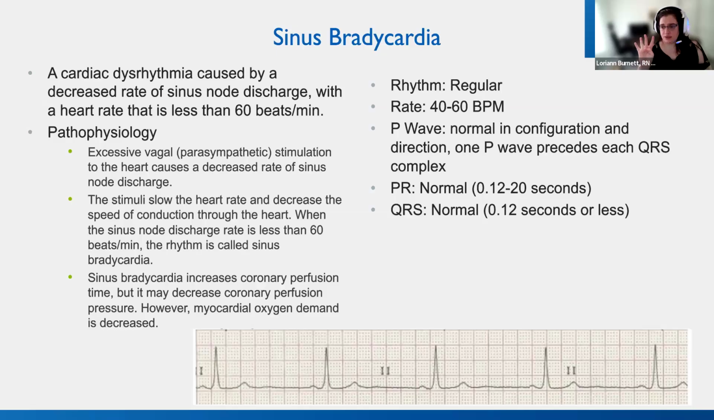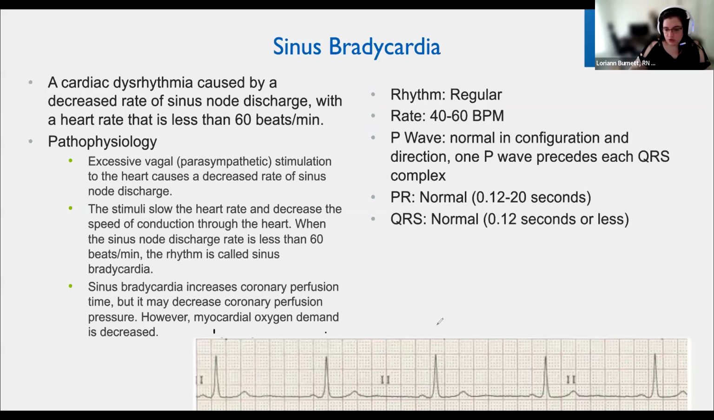Now again, we're going to ask ourselves 4 questions. 1, what is the rate? We know this is a 6-second strip, so I'm going to count 1, 2, 3, 4, 5. 5 times 10 is 50, and that is less than 60. So it is not a normal rate. Therefore, I know it can't be sinus rhythm.